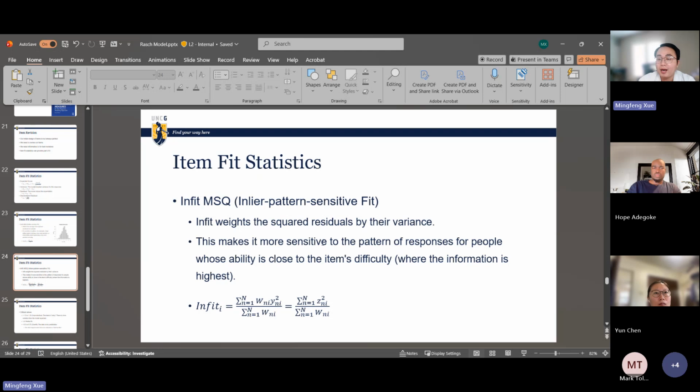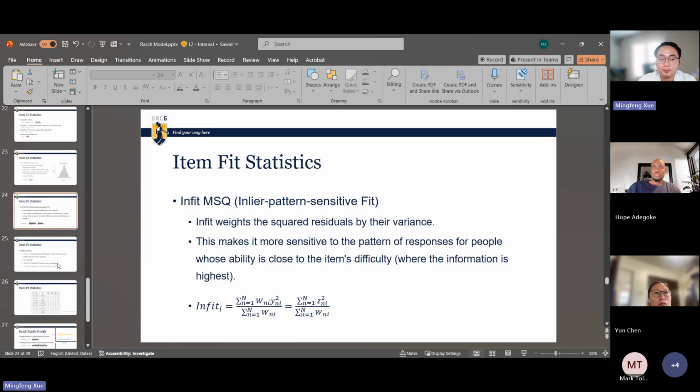Remember what I mentioned before: an item can provide more information for the people whose ability or latent trait is close to the item difficulty. In these cases, we will place more focus on those respondents. So to assess the item fitness, the infit will weight more by those respondents whose latent trait is close to the item difficulty, because they can provide more information. This is more often used in item development and revision. We use infit a lot, and it is called the inlier pattern sensitive fit.